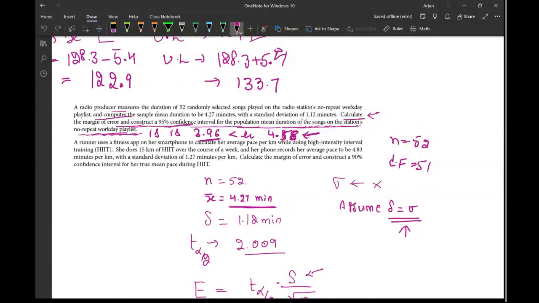All right, so hopefully you were able to understand how you're going to solve these questions. So I'll encourage you to do this question on your end. And yeah, that's it for this topic.